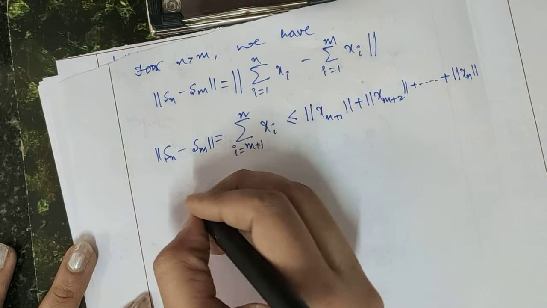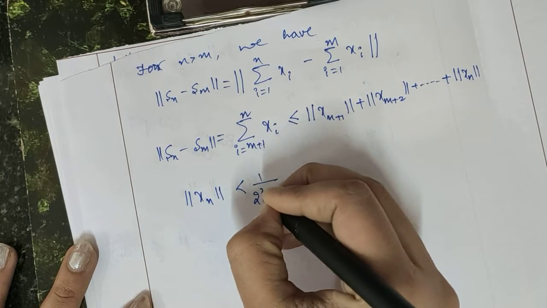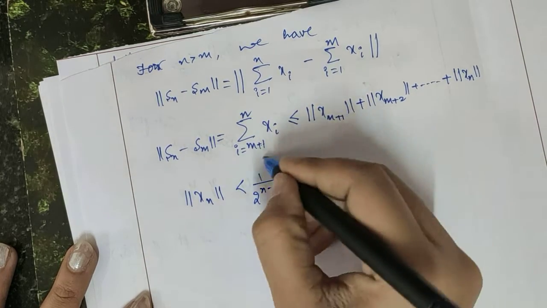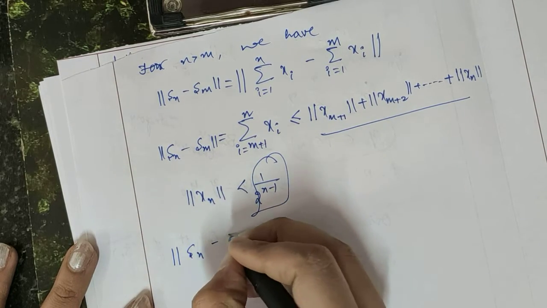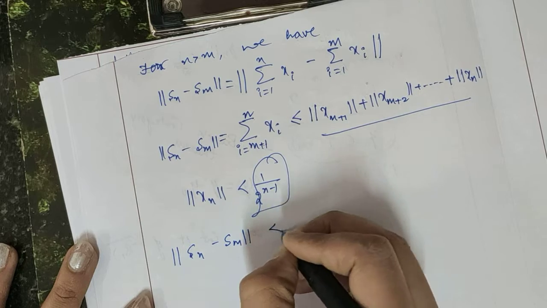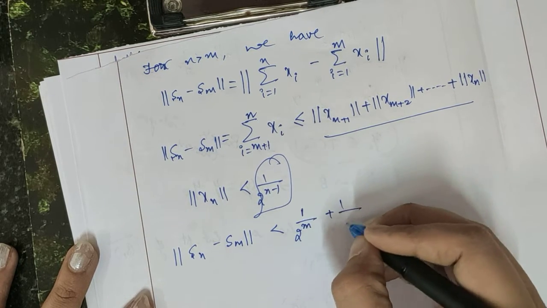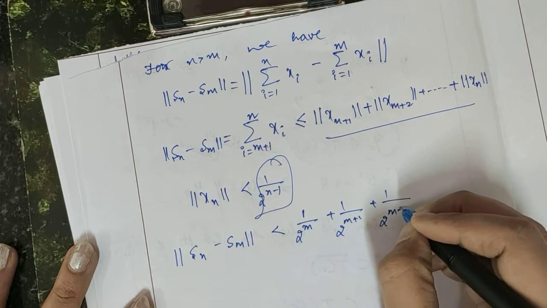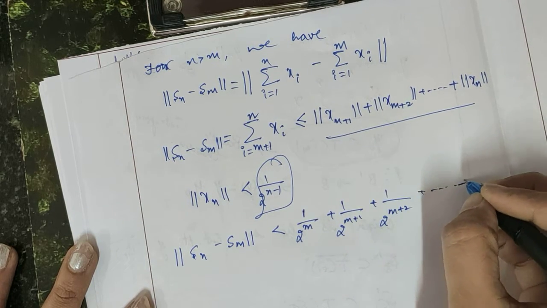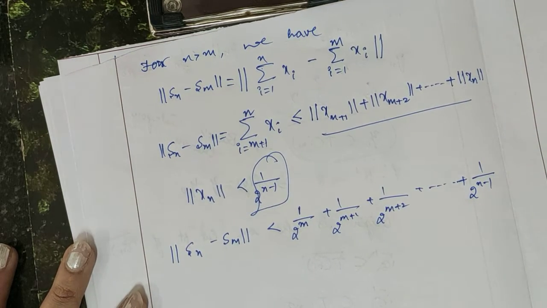So now we know that norm xn is less than 1 over 2 power n minus 1. Using this, I can write norm Sn minus Sm will be less than 1 over 2 power m plus 1 over 2 power m plus 1 plus 1 over 2 power m plus 2, and so on up to 1 over 2 power n minus 1.